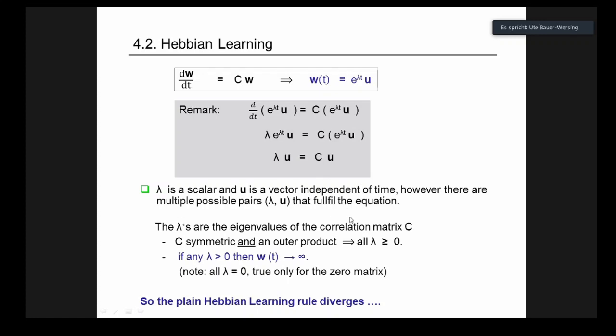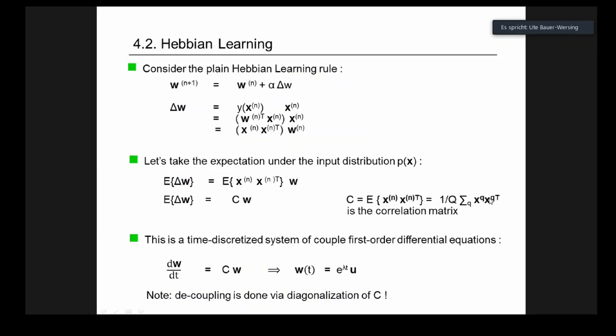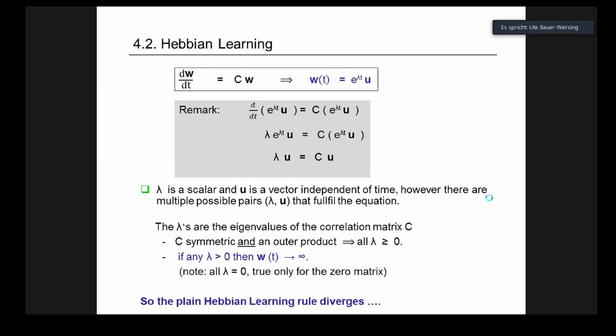The correlation matrix is the same as the covariance matrix. When you look at how we are calculating this correlation matrix, it's symmetric. So this correlation matrix is symmetric, and it's the outer product of a vector. For this type of matrices, we know that all the lambdas are greater or equal to 0, right?